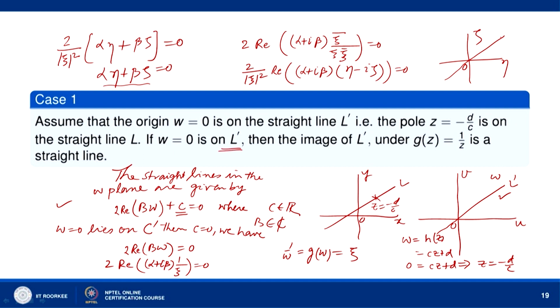Okay. So, when you take the straight line in the z plane under the mapping h z, it maps into the straight line L dash. L dash, if it passes through the origin, then its image under g z equal to 1 by z is again a straight line which passes through the origin. Okay. So, this is what we get.